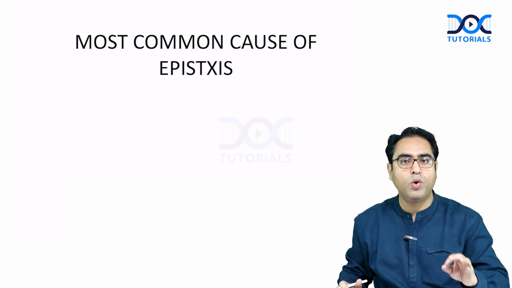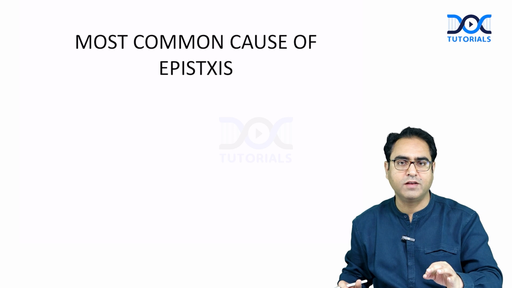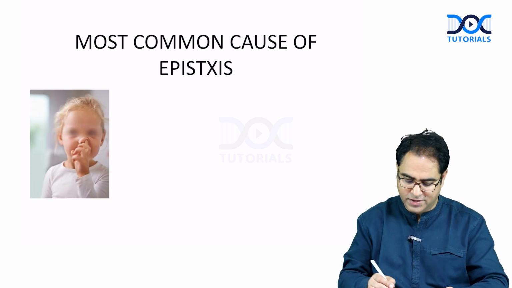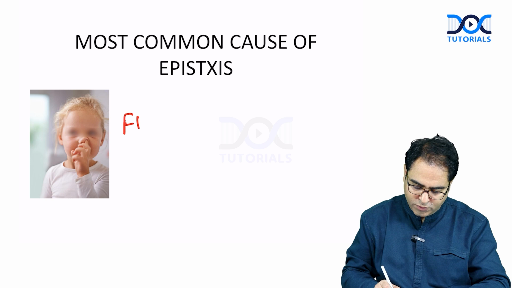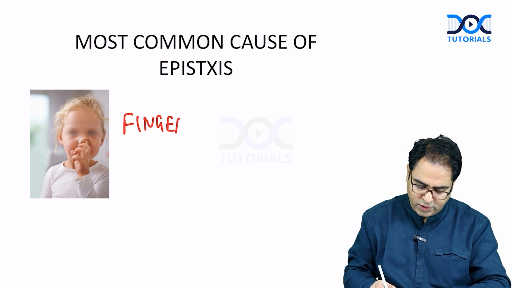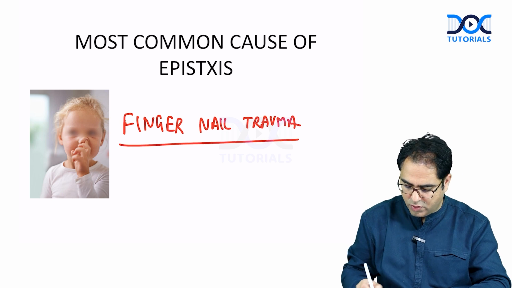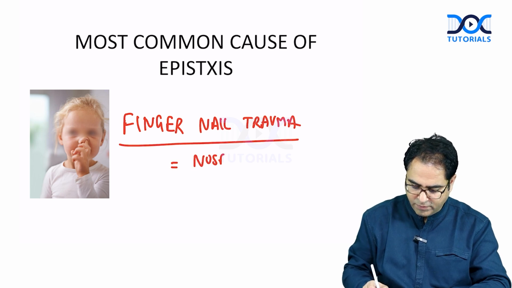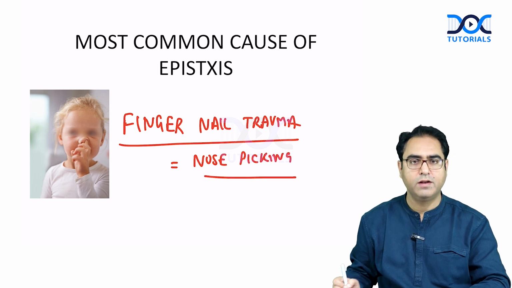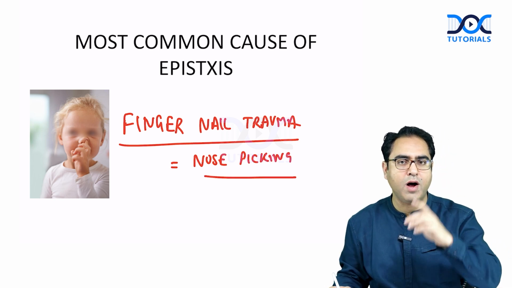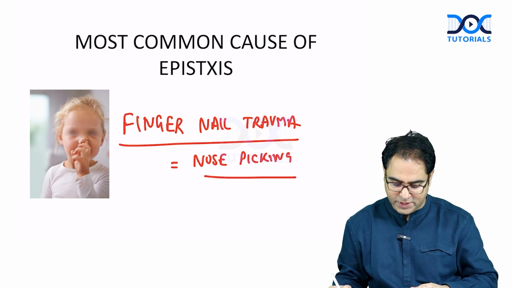Number 1, most common cause of epistaxis. You know it already. It is fingernail trauma. Why? Epistaxis is mostly seen in school children. You must be remembering, fingernail trauma or nose picking habit. The commonest cause of epistaxis is fingernail trauma or the nose picking habit.